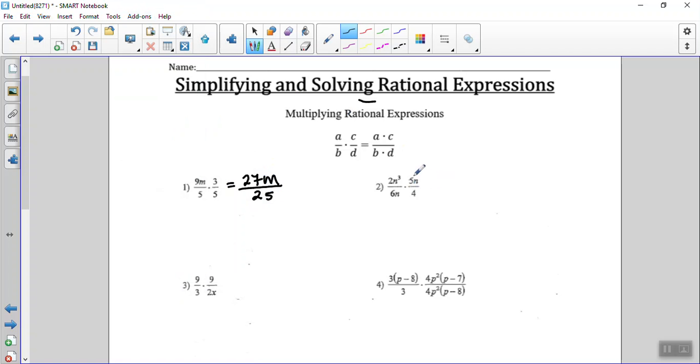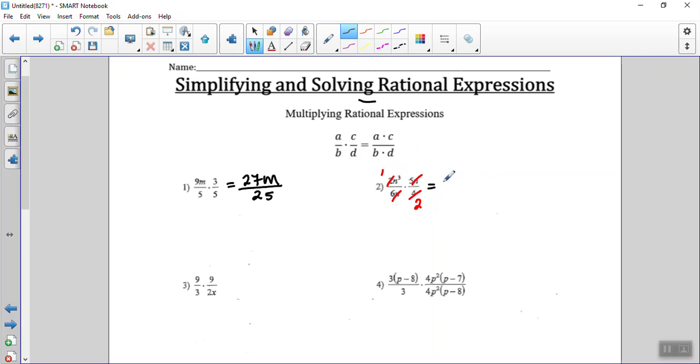Sometimes you will be able to reduce it. Your options are either to multiply straight across and then reduce, or to reduce first and then multiply across. I like to reduce first because it's already broken down for you. So for this one, I can cross out the n's. I can cross out the 4 and the 2. 2 goes into 2 once, 2 goes into 4 twice. And looks like that's about it. Then multiply straight across.